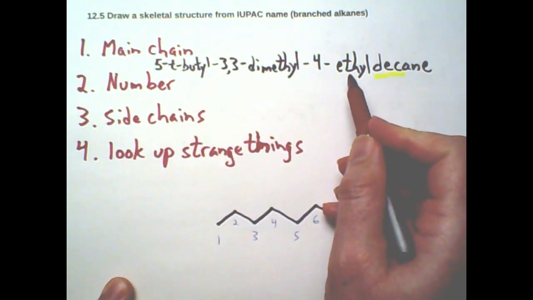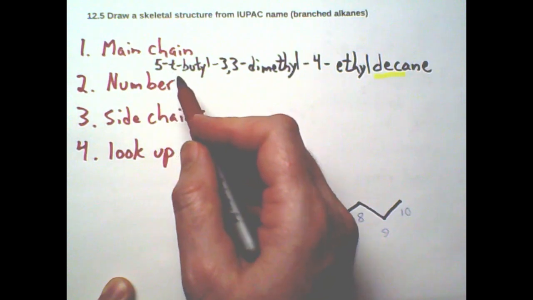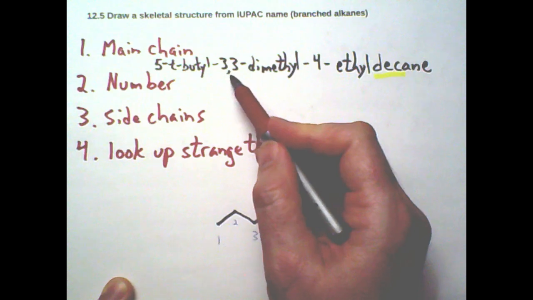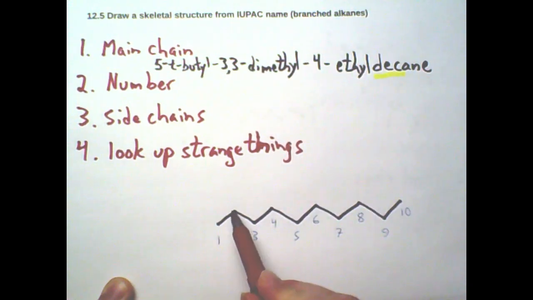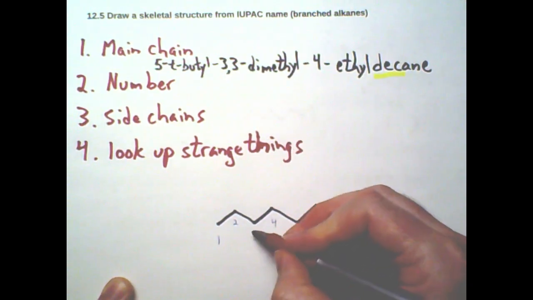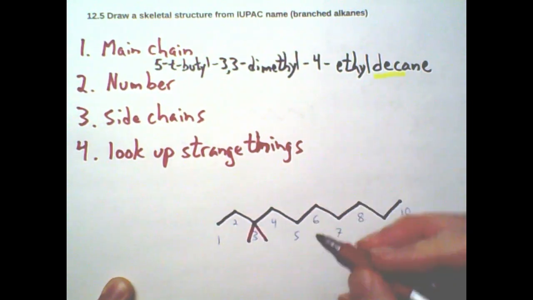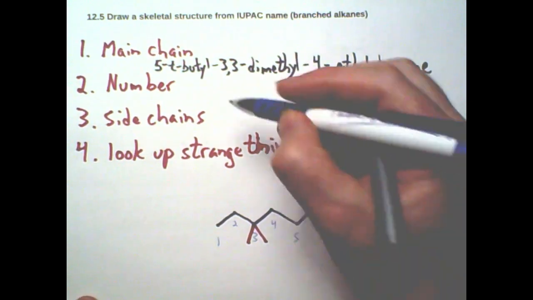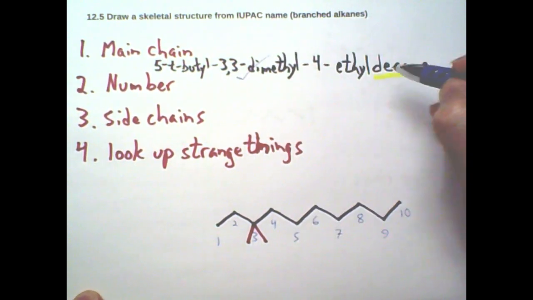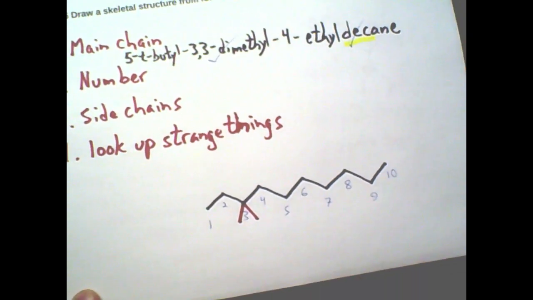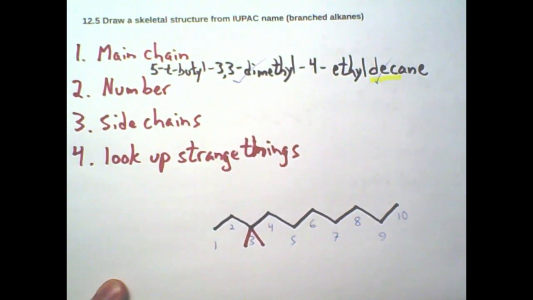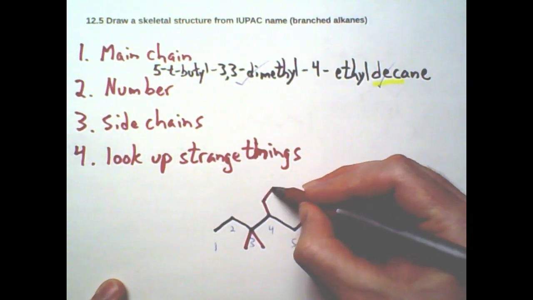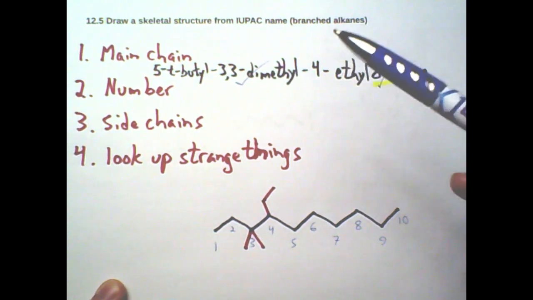We don't have to start with ethyl or butyl or dimethyl. We can start wherever. So I'm just going to start at the front. No, I won't. I'll start here. 3,3-dimethyl. So I go 1, 2, 3, and I add methyl groups, which are single carbon. I add 2 of them. And I can check that off. Check. Done, 3,3-dimethyl. 4-ethyl. I go to number 4 and I add a 2-carbon group for ethyl. And I can check that off.